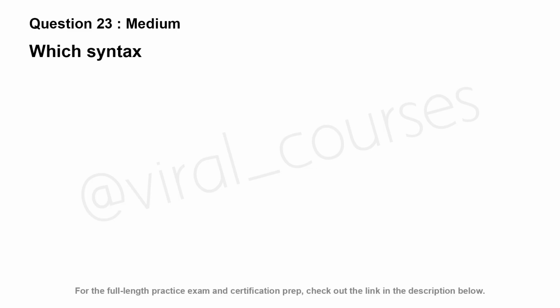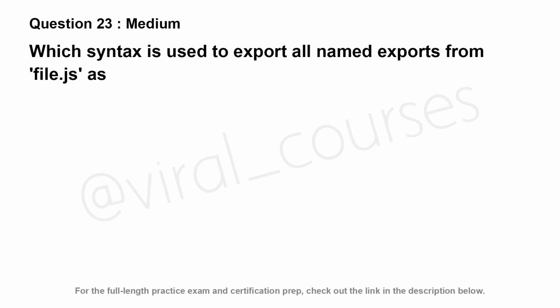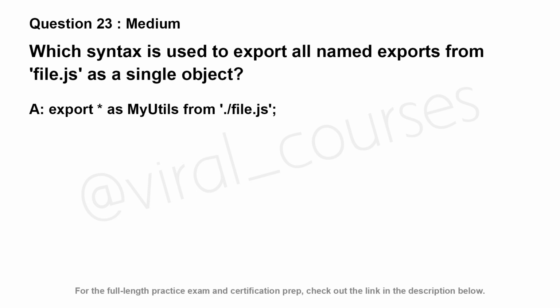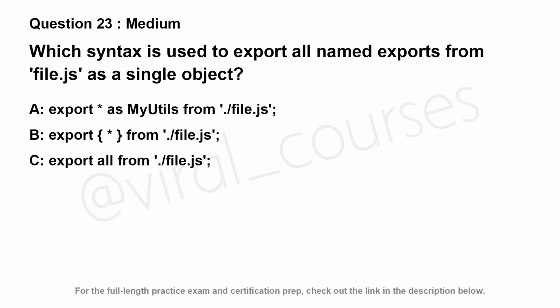Which syntax is used to export all named exports from file.js as a single object? Option A. export * as myUtils from './file.js'. Option B. export from './file.js'. Option C. export all from './file.js'. Option D. export everything from './file.js'.